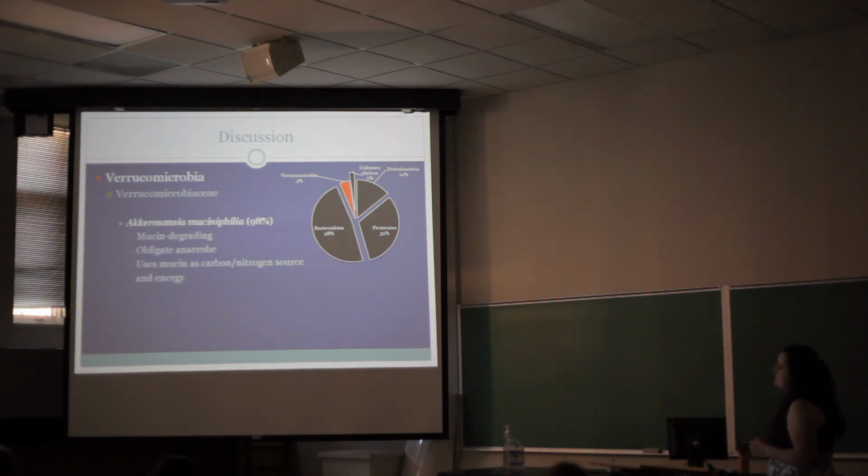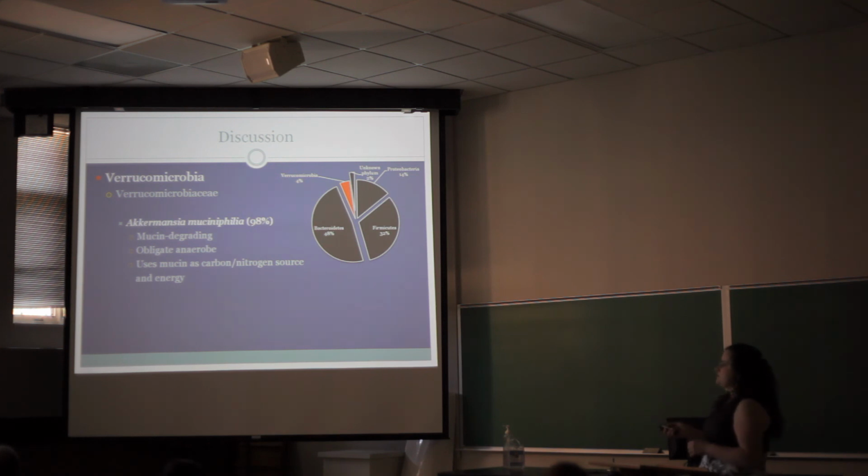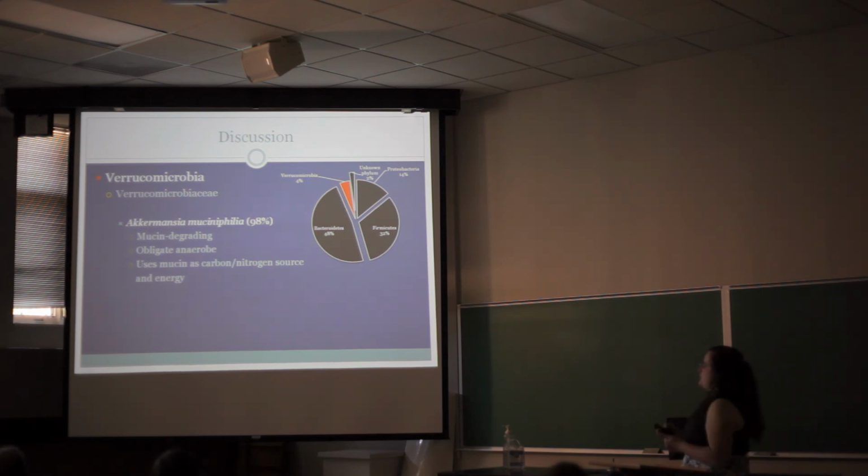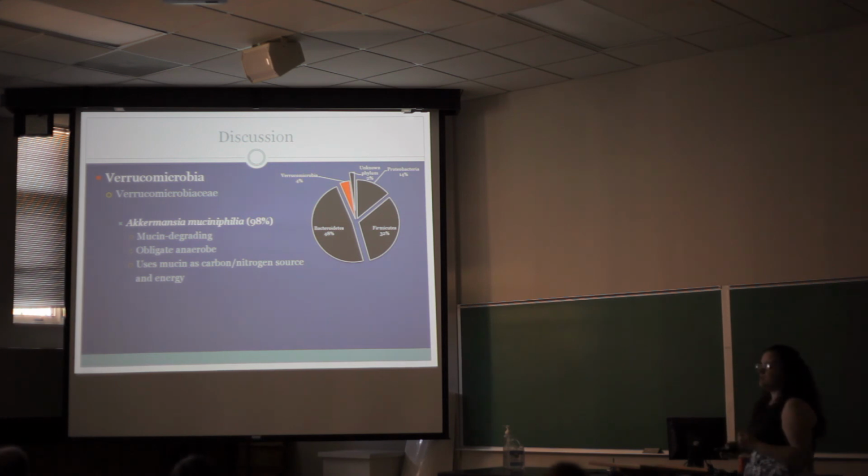The final small group that I found were the Verrucomicrobia, which included Verrucomicrobiaceae. There were only 2 of my sequences within this group, and both of them had 98% homology with Akkermansia muciniphila, which is a mucin-degrading organism. They usually use this mucin as a carbon and nitrogen source, and they also use it for energy.